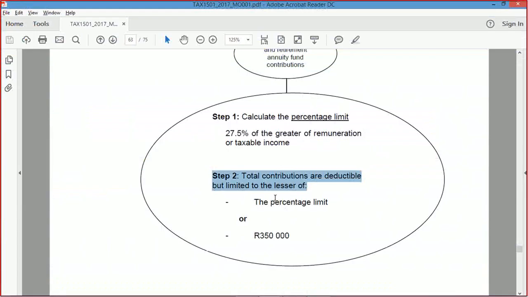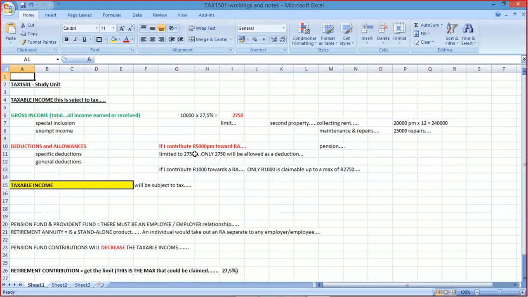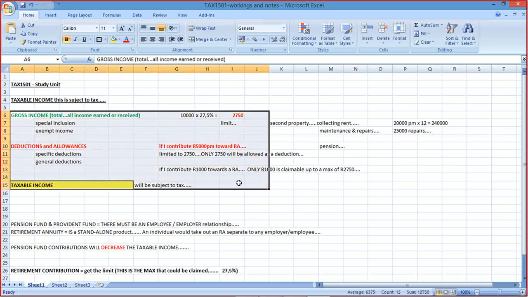Let's go back to the next bit there. Total contributions are deductible but limited to the lesser of the percentage limit or 350,000. So why do we have the second bit? Well, in this example, if I have 10,000, I'm going to be able to claim 2,750 as a deduction. If I contribute 5,000, I can't claim all 5,000. It's limited to 2,750. Let's assume now that your income has gone up.